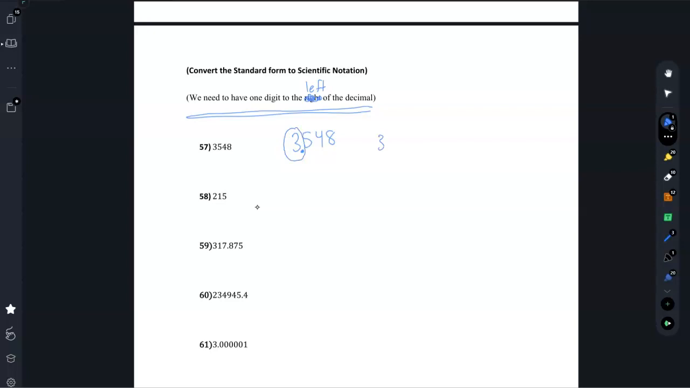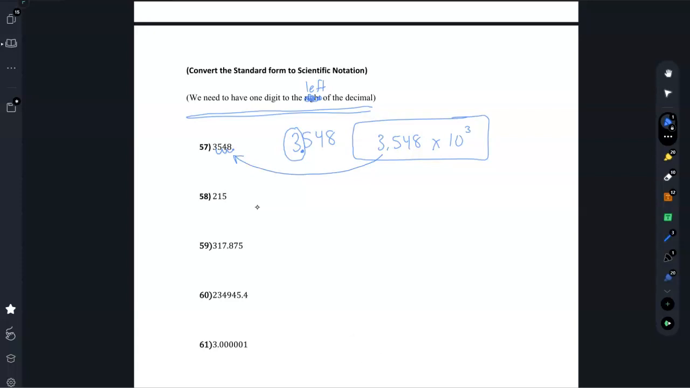So this would be the value 3.548. And then I had to figure out how did I get there? 1, 2, 3 times. I moved it 3 times, so I need to multiply this by 10 raised to the third. So this is 3.548 times 10 to the third. If you always work backwards, if you did the scientific notation, you should end up with 3,548.